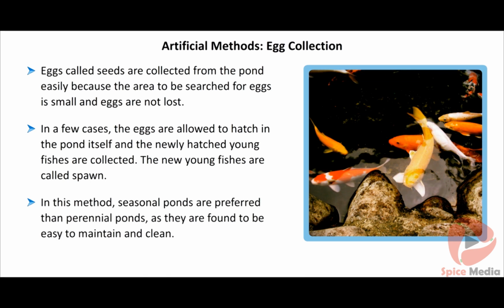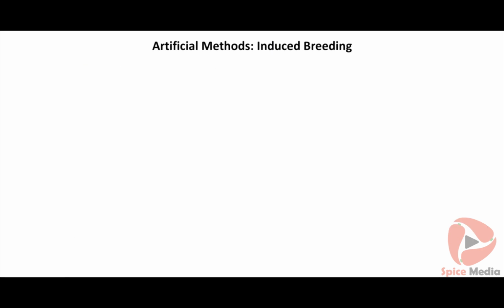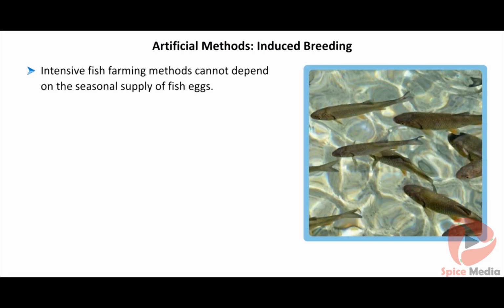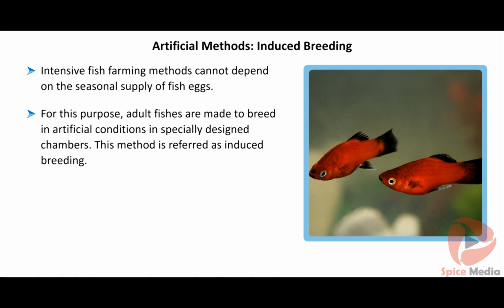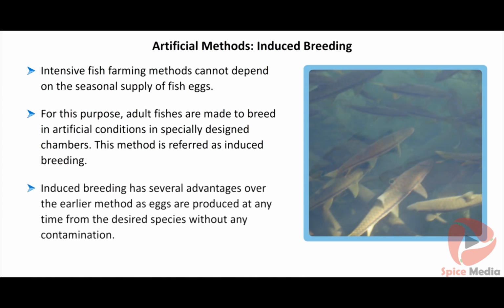In this method, seasonal ponds are preferred to perennial ponds as they are found to be easy to maintain and clean. Artificial methods: induced breeding. Intensive fish farming methods cannot depend on the seasonal supply of fish eggs. For this purpose, adult fishes are made to breed in artificial conditions in specially designed chambers. This method is referred to as induced breeding.